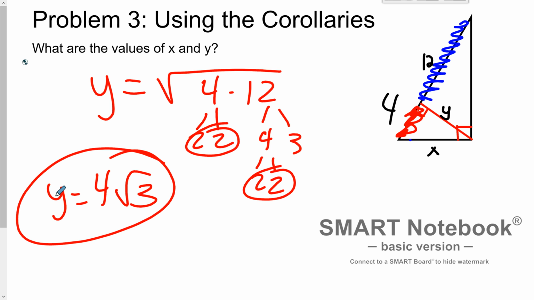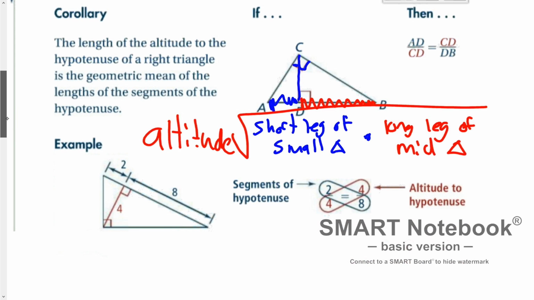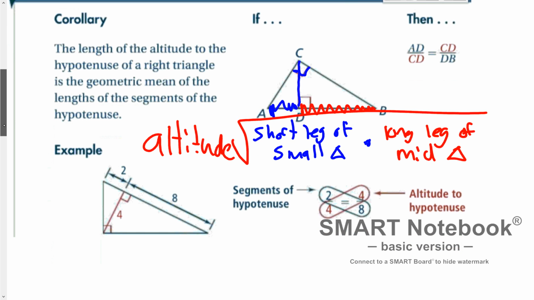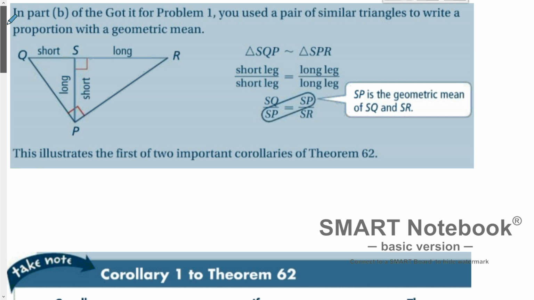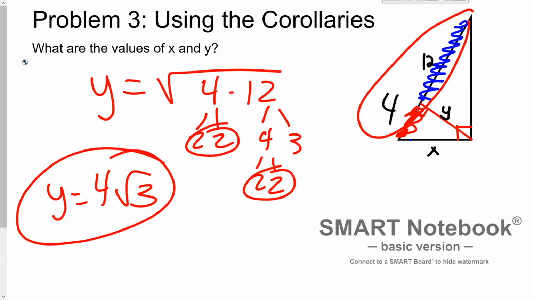So basically you can see you have this long explanation right here with all these words: short leg of the small triangle, and long leg of the medium triangle. Take the geometric mean in between those. But as you can see, basically it's the two parts that make up the hypotenuse of the big one. So I'm taking the geometric mean between the two parts of the hypotenuse of the big triangle. So maybe that's a better way to understand it, okay, than all those words, right? It's the parts, find the geometric mean between the parts that make up the hypotenuse of the big triangle.